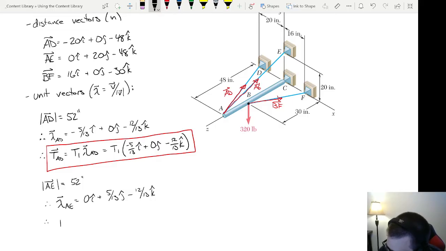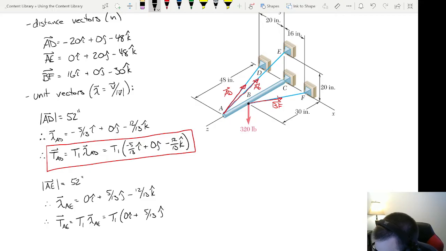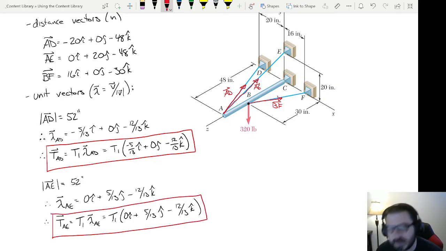And so therefore TAE, remember this one's also multiplied by T1. Okay, so make sure that you're cognizant of that. Don't make a mistake and use a T2. So T1 times 0i plus 5 over 13 j minus 12 over 13 k. And so there's our next one. And we just have one more to do.